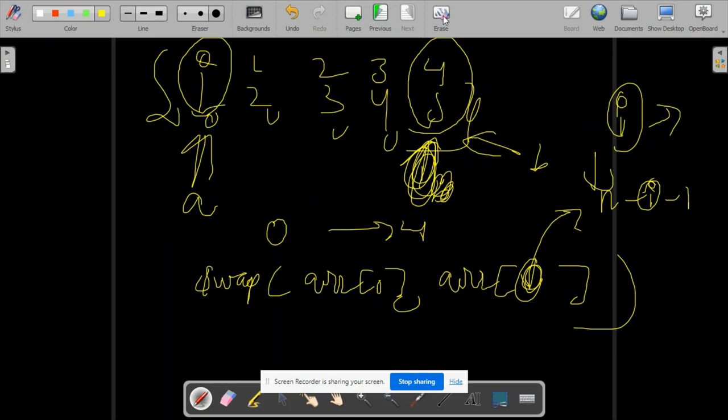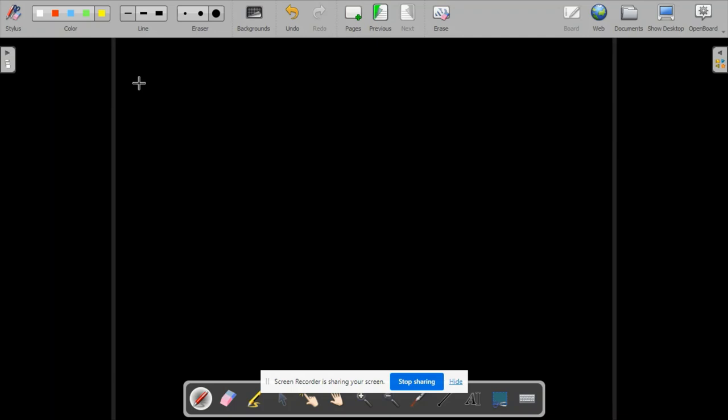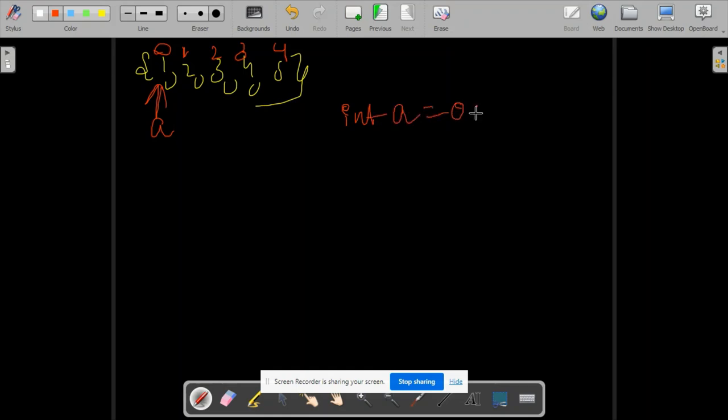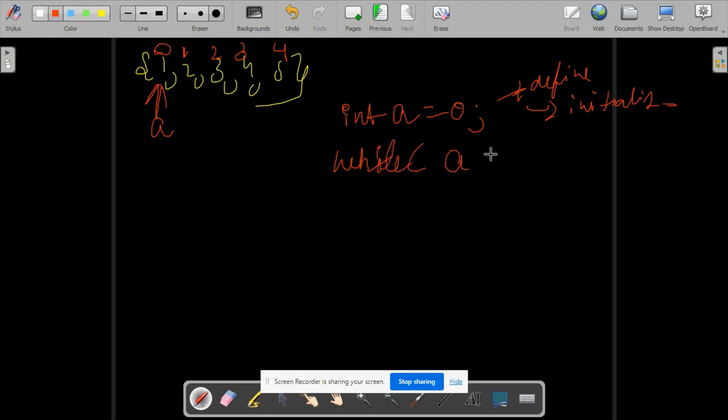Can we code this up? Let us code this question quickly. This was the zero index, this is first, this is second, this is third, fourth. Okay, so just keep one variable a, initializing this a with zero, because in a while loop, definition and initialization happens together. Okay, while a less than, now what will you write?